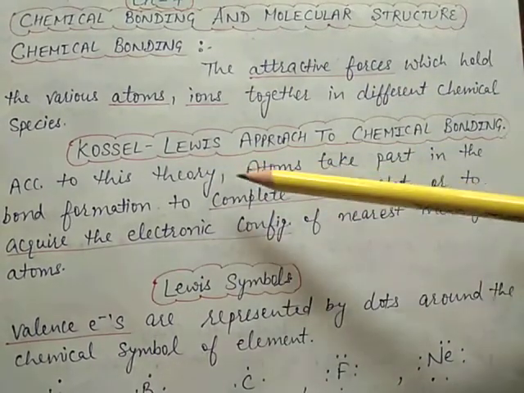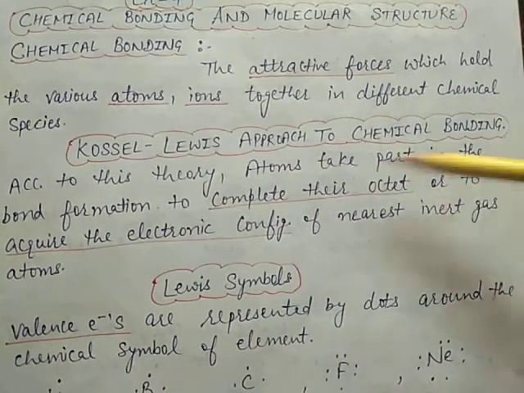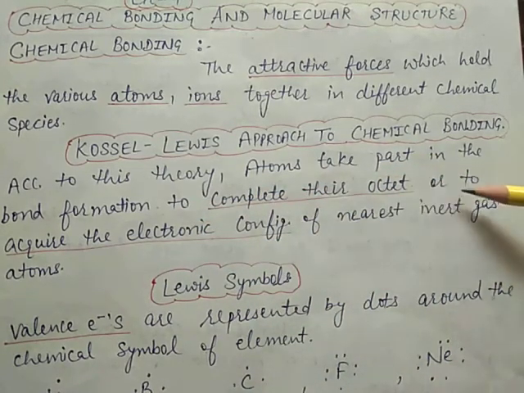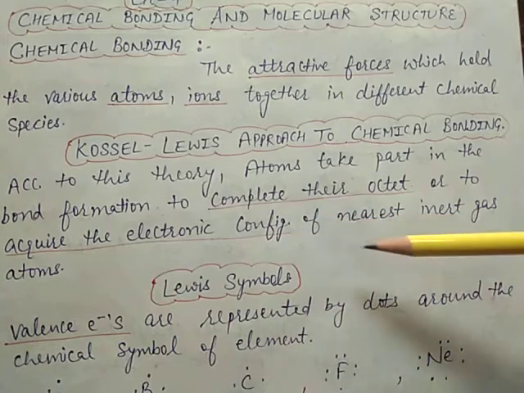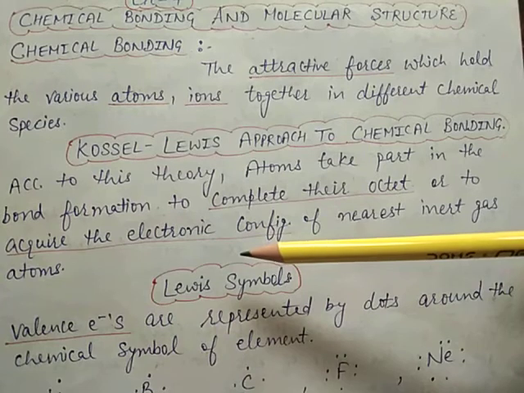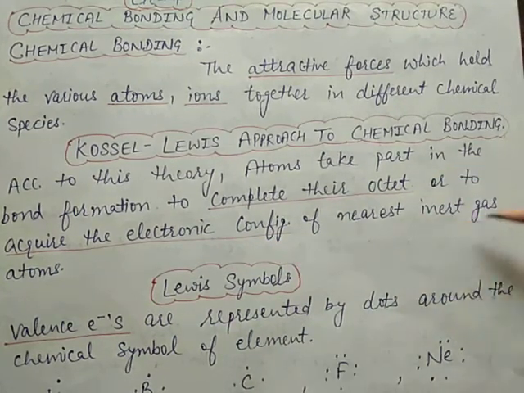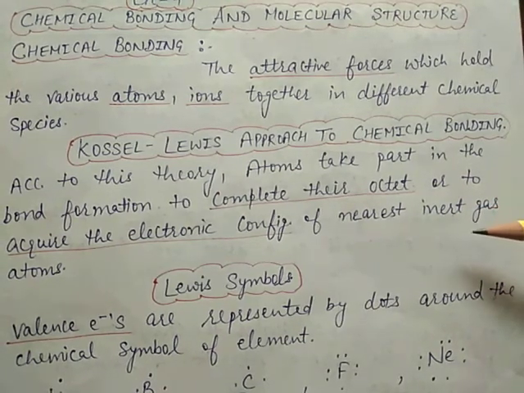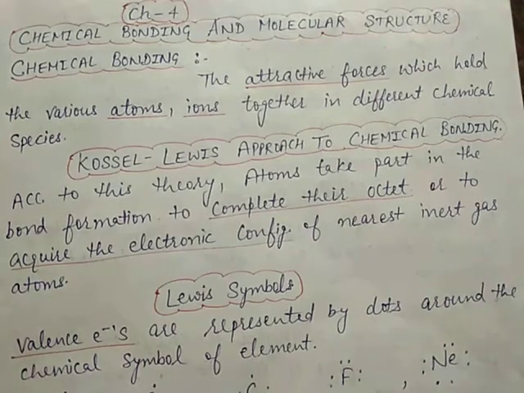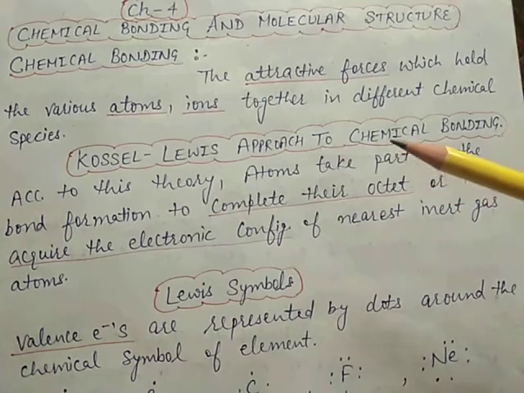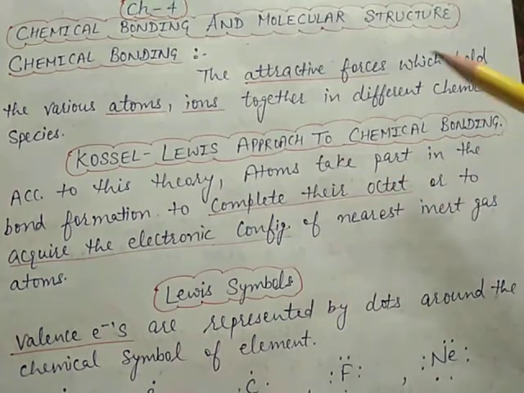Point number 6, according to this theory, atoms take part in bond formation to complete their octet. Octet means 8 electrons, or to acquire the electronic configuration of the nearest inert gas atoms. Inert gases, noble gases, are present in the last group, group number 18, or you can say group number 0. In this group, all have 8 electrons, meaning the outermost shell is fully filled.